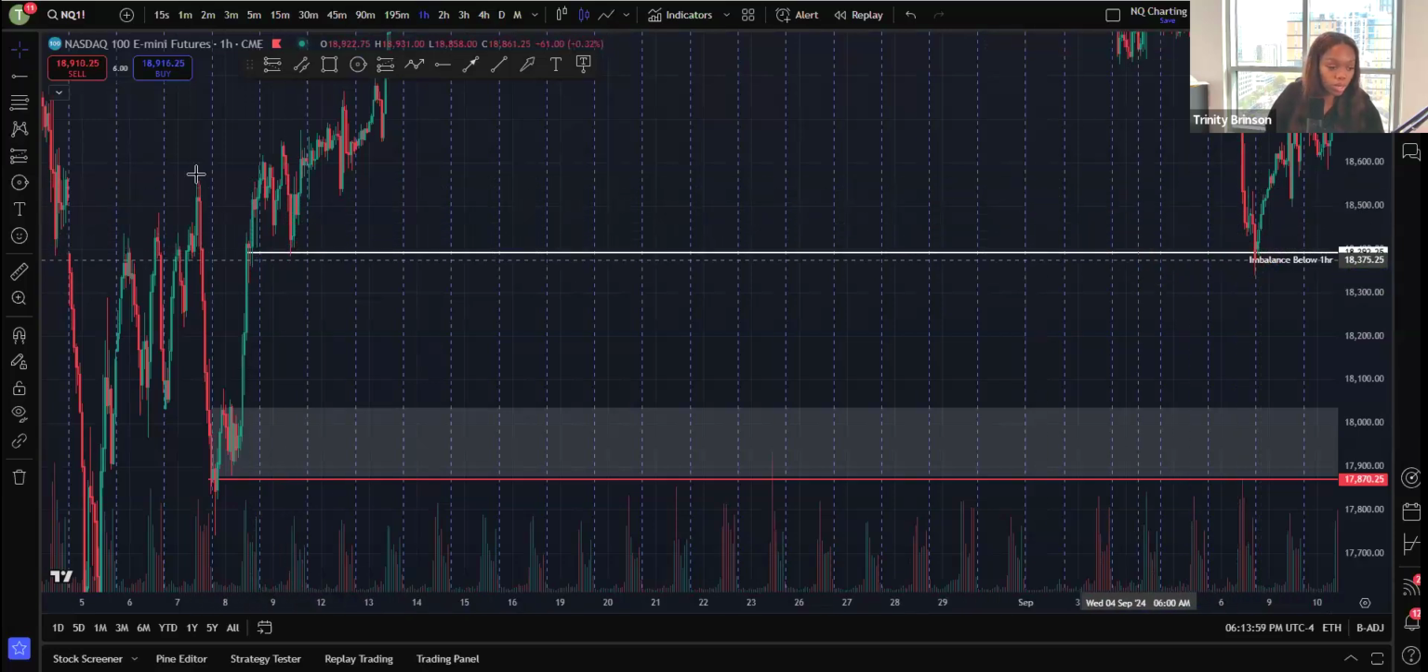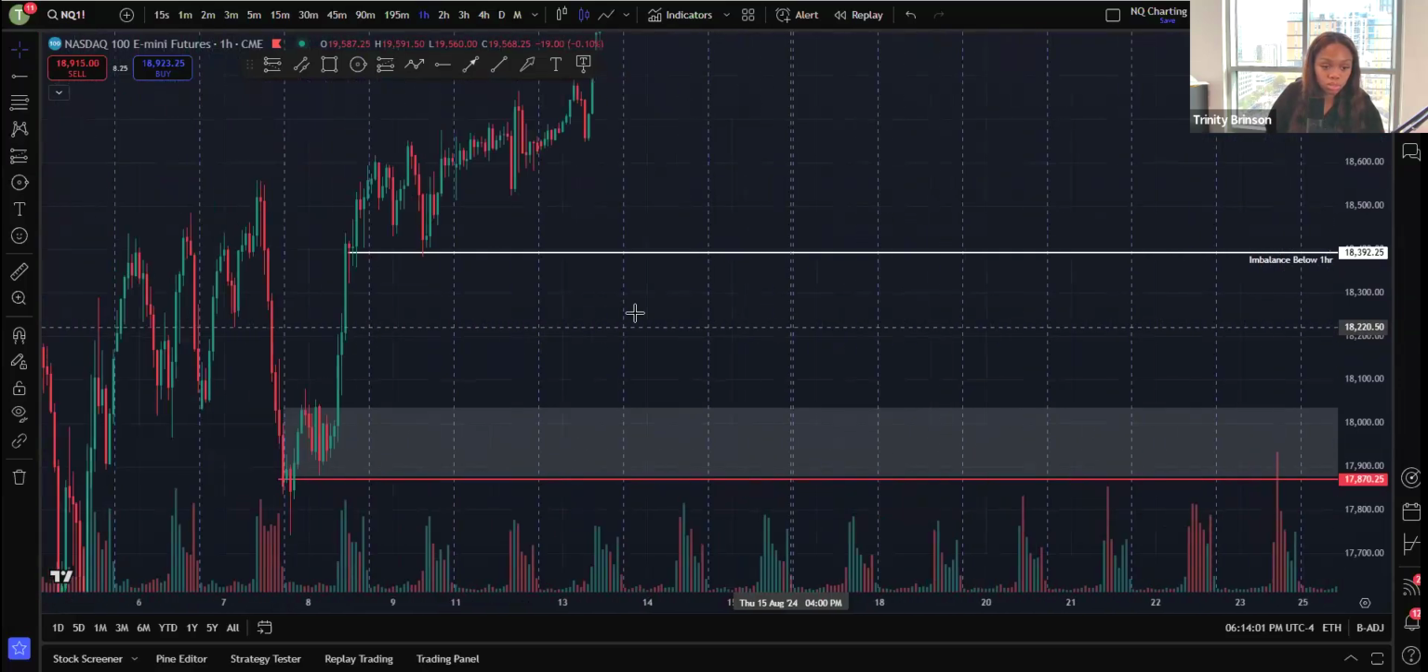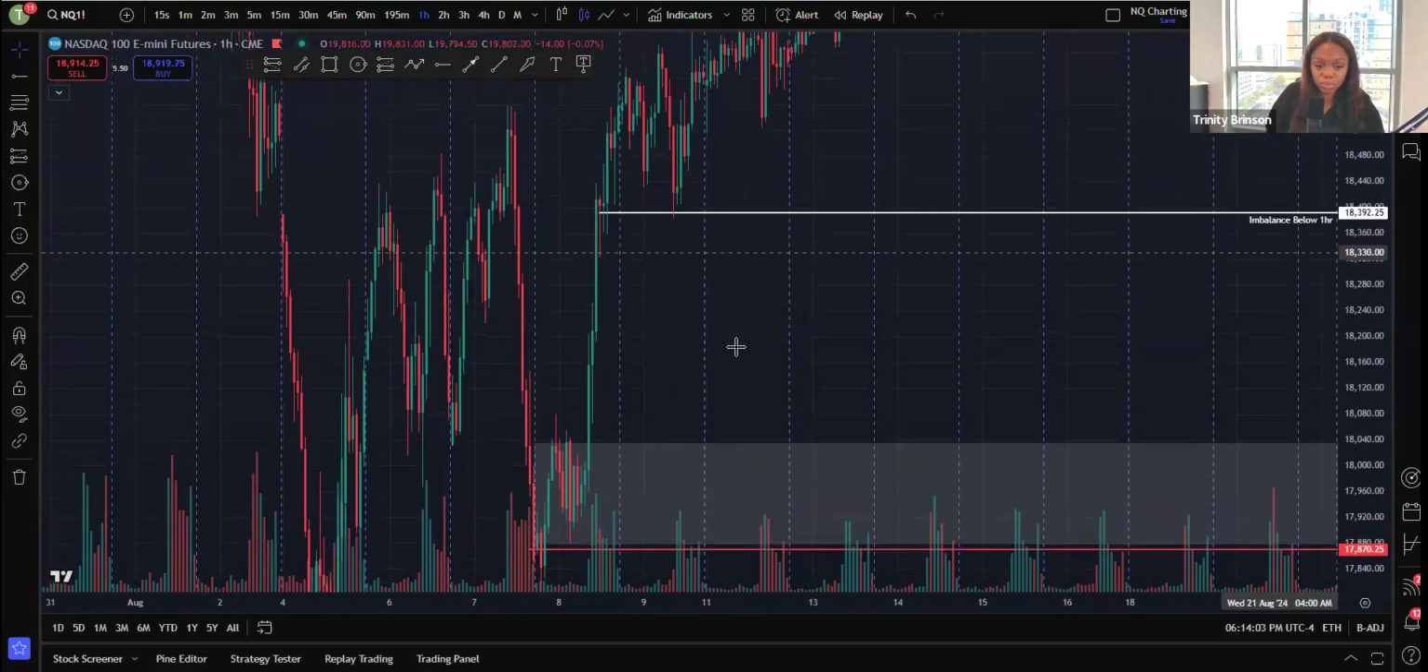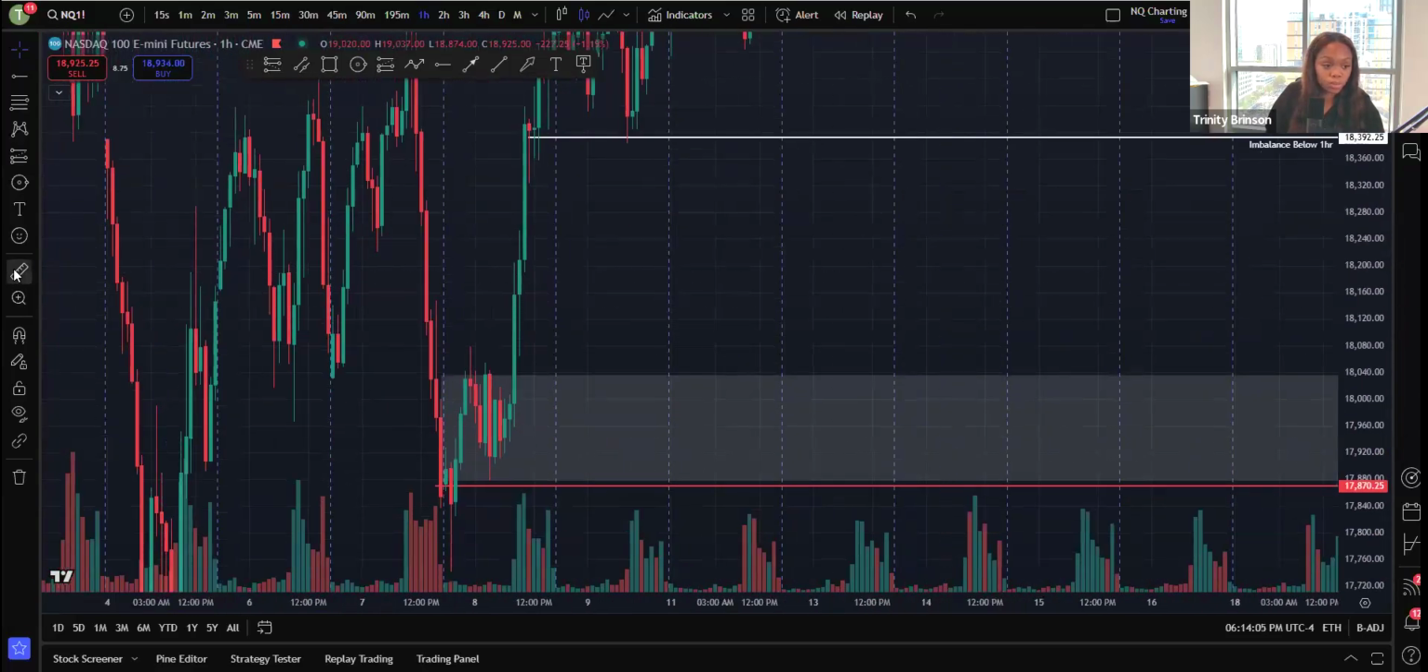So imbalance below on the 1 hour. There you go. Make sure you guys can see that. And you can see this is that imbalance that we'd be looking to fill. Actually, what I was just talking about, when I'm marking an imbalance, I like to see support or resistance that I can use as an entry, to fill the balance, right?